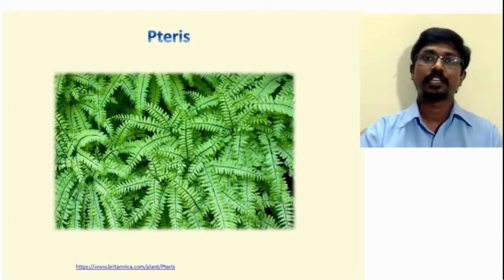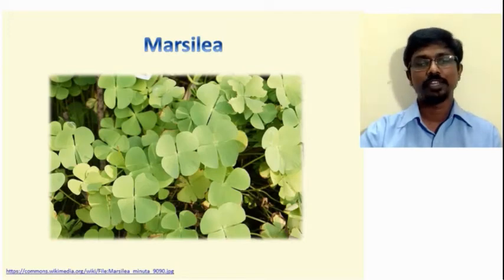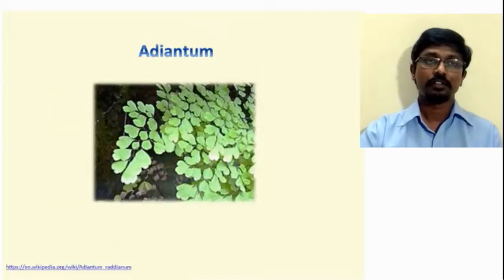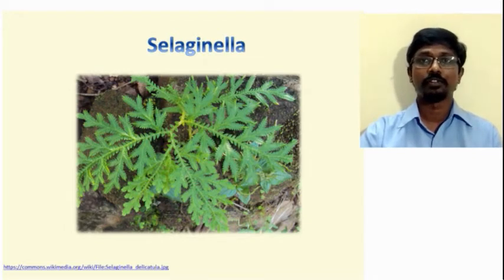Now this is another example of a fern plant. It's called Pteris. This is also a pteridophyte. This is another example, Marsilia, another pteridophyte. It also grows in many gardens. Next example is Adiantum. You may feel that Adiantum and Marsilia are the same, but you see, Marsilia has four leaves together, whereas in this it is different. So these are two different plants. Then Selaginella is another example of a pteridophyte. It looks like this.